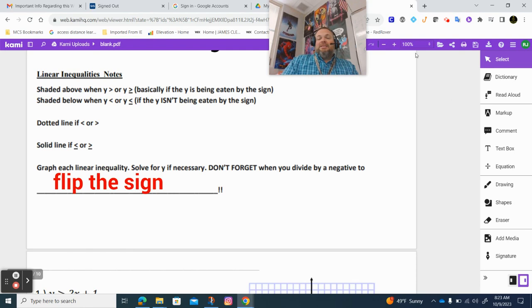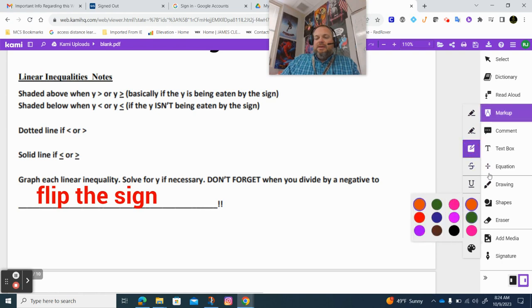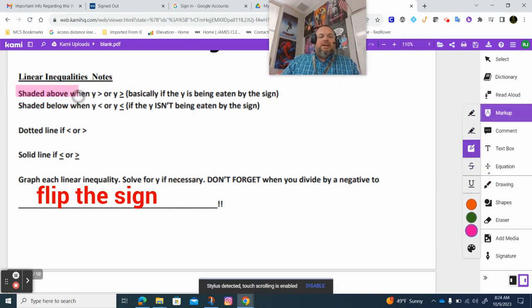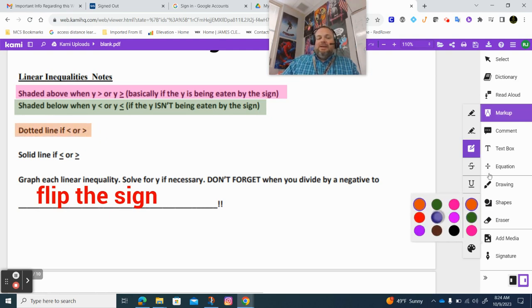So these directions don't make sense until we start doing it. Okay. Now we are going to shade above the line if it looks like the y is being eaten by the inequality sign. We're going to shade below the line if the y is not being eaten. It's going to have a dotted line if it's like this, and a solid line if it's like this. All right.